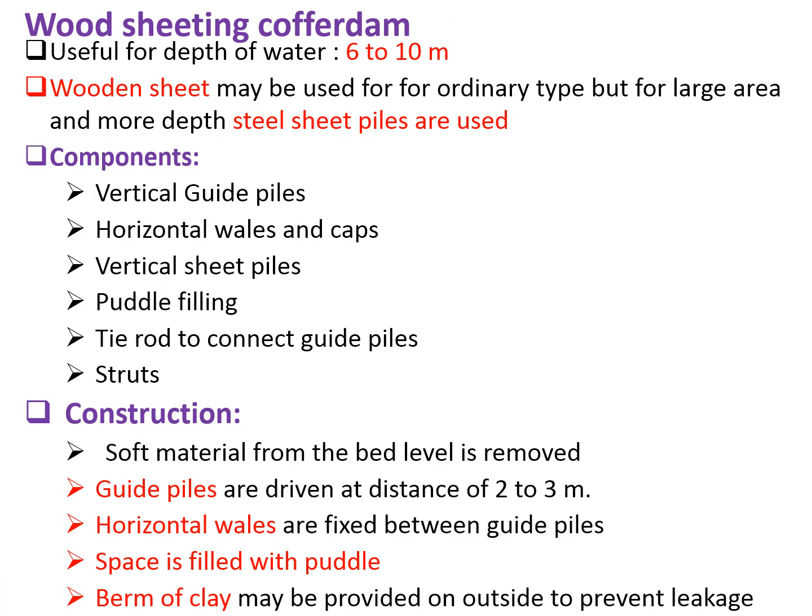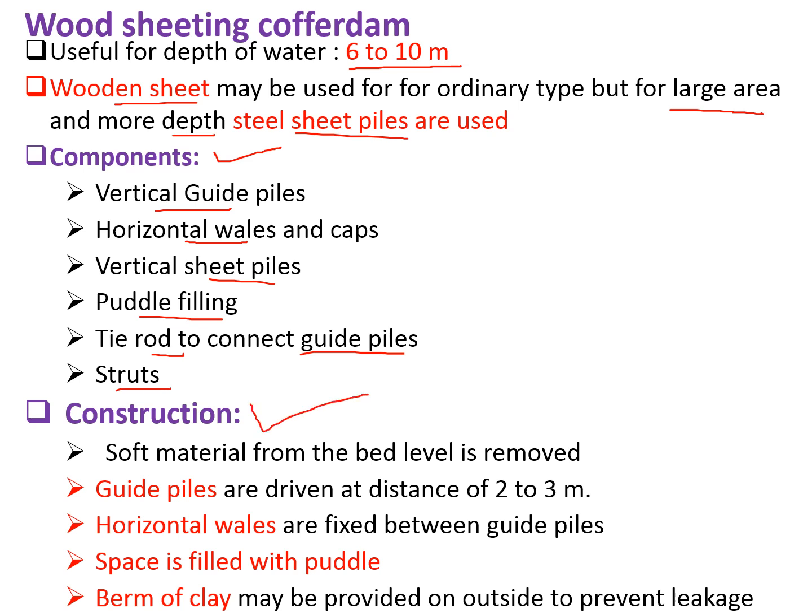Next is wood sheeting cofferdam. It is useful for a depth of 6 to 10 meter. Generally wooden sheets are used for the ordinary type, but for a large area and more depth, you have to utilize steel sheet pile. The components are similar here: vertical guide piles, then horizontal wales and caps, then vertical sheet piles, then puddle filling, then tie rod to connect the guide piles and struts.